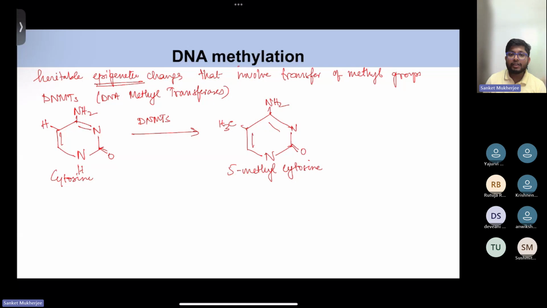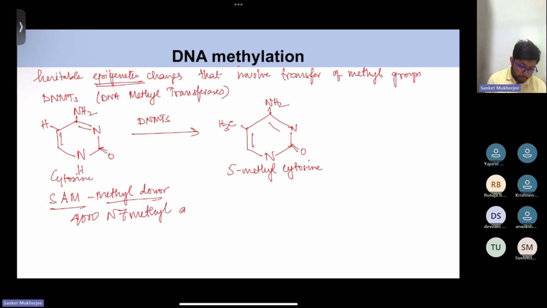The major methyl donor for methylation is S-adenosyl methionine. If you remember, S-adenosyl methionine is also a cofactor for type 1 restriction enzyme from the previous lectures. So this is the methyl donor, and spontaneously in a cell around 4,000 N7 methyl guanine is produced. Around 600 N3, these are the positions of where methylation happens.